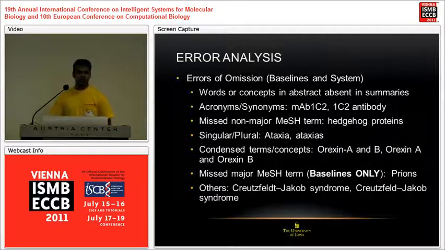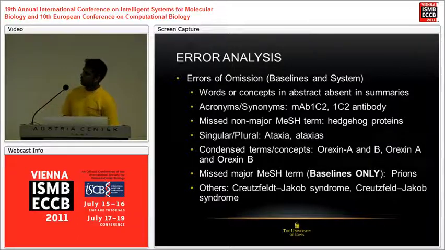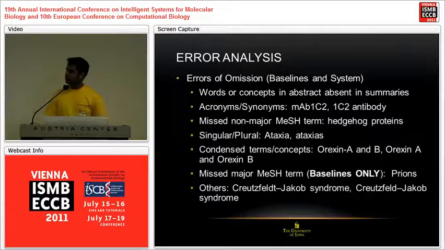Finally, we did 2 kinds of error analysis. I'll just briefly go over this. One is the errors of omission, where we find words and concepts that are present in the abstract and absent in summaries. I'll just point out a couple of them. For example, acronyms and synonyms: if an acronym or synonym is present in an abstract and not in the body of that article, the evaluation metric will miss that. And also the missed major MESH term, which happened only in the case of the baseline summaries, because the baselines don't take advantage of the MESH terms like we do.